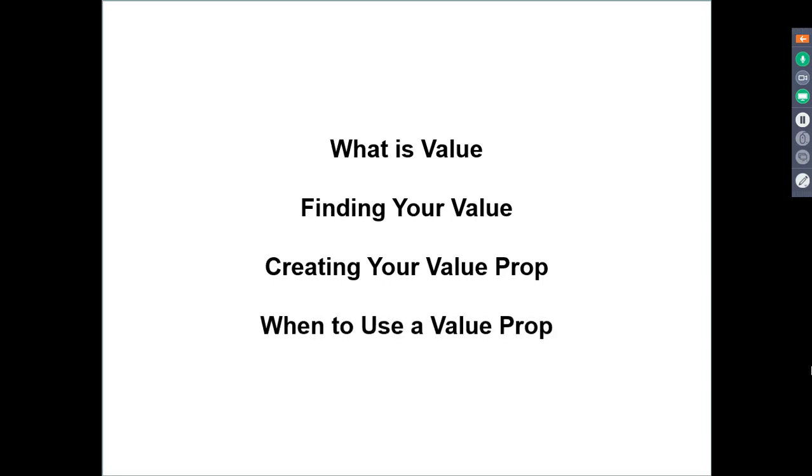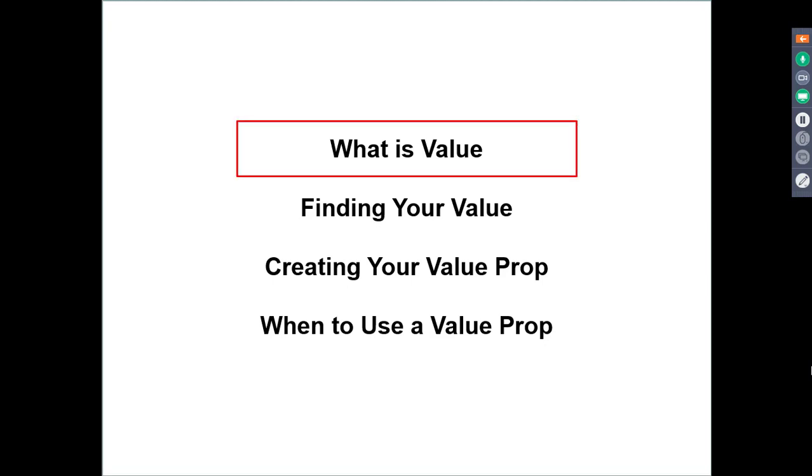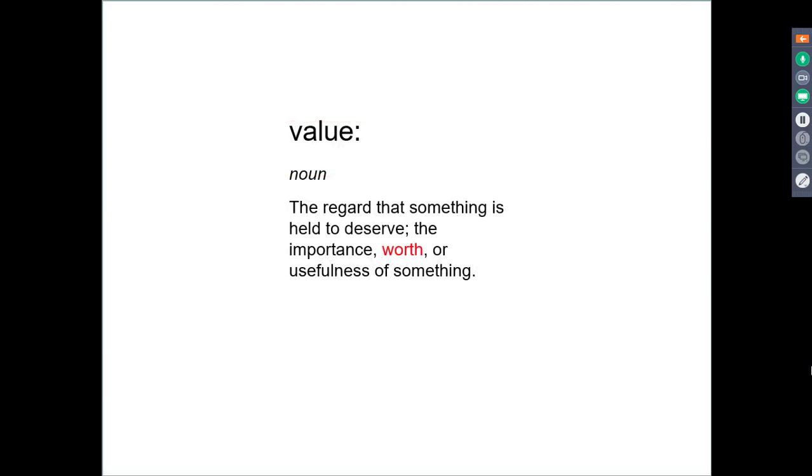And then we'll wrap up with talking about when you're prospecting and talking to prospects, how can you use your value proposition, and when to use your value proposition. And that's really the agenda for today, so let's just get started with taking a step back and looking at what exactly value is in the context of value proposition.